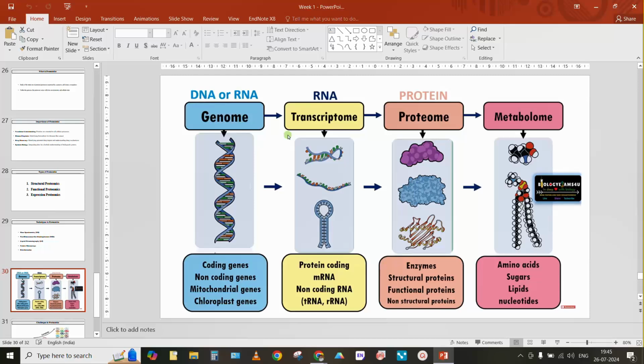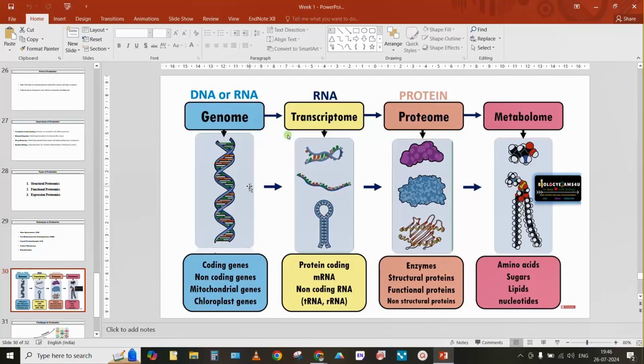So the genome is the complete set of DNA within an organism, including all of its genes. It contains the instructions needed to build and maintain the organism, encoded in the sequence of four nucleotide bases. The four nucleotide bases are adenine, thymine, cytosine, and guanine. The application for the genome is disease research in genetic disorders or cancer, evolutionary biology, and personalized medicine.